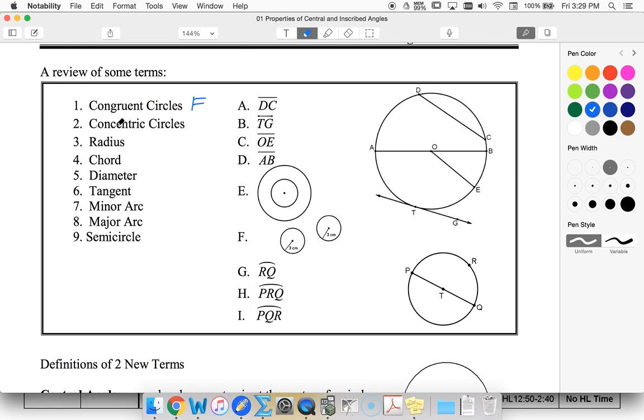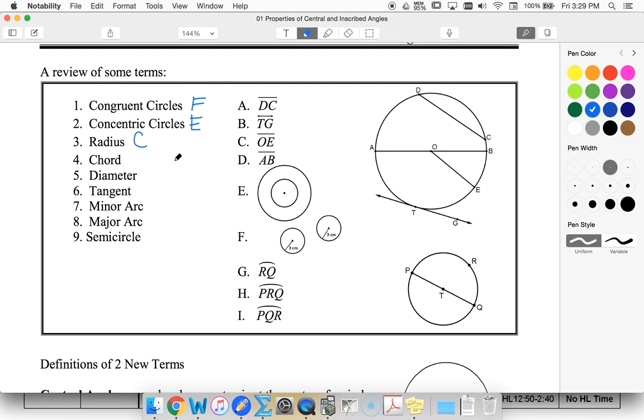Concentric means they share the same center. So concentric circles are E. Radius, well, radius, we go from the center of a circle out to an edge. We almost always use O to denote the center. So here, OE, OB, OA, those are all radii. So I see OE listed. I'm going to call that one C.